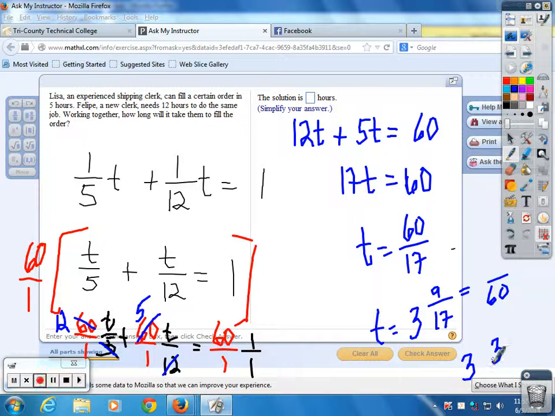I thought time was 3 hours, 9/17 of a minute? 3 hours, 30 minutes. No, this is all in hours. Okay. So this is 9/17 of an hour, which is just about half an hour because 9/18 would be half. Okay, gotcha. So 32 minutes.